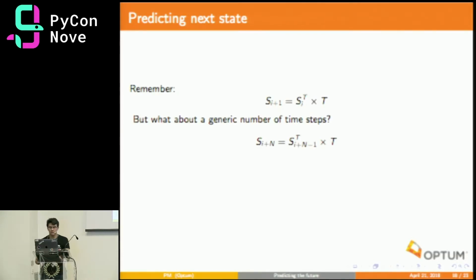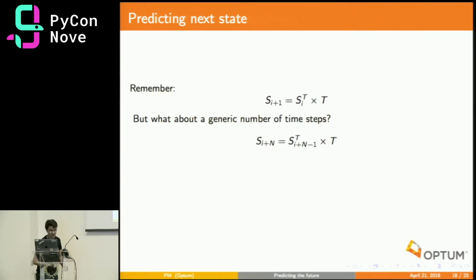So S at time i plus n is just S at time i plus n minus 1 transposed times T. Any objections to that? I'll take that as no.